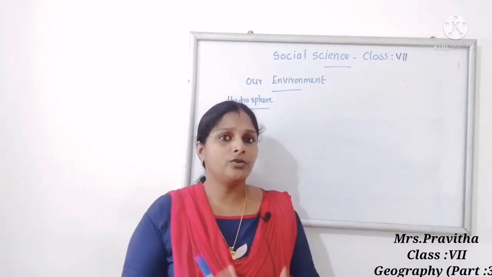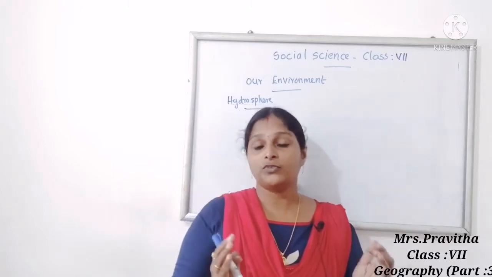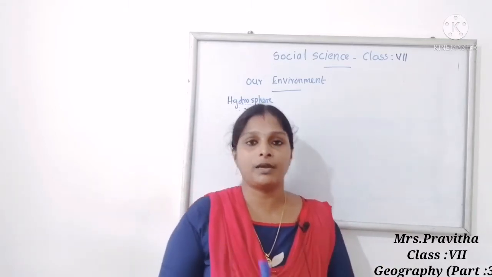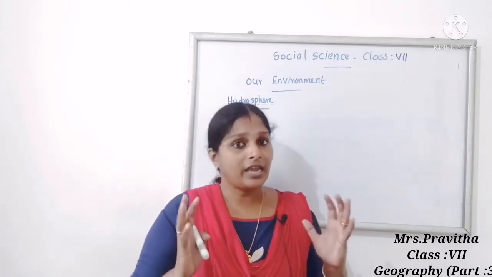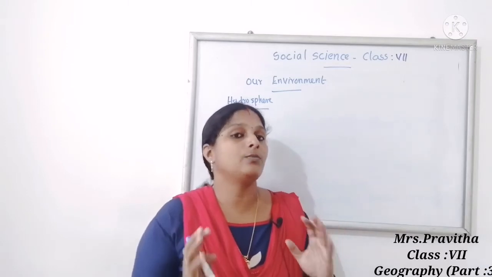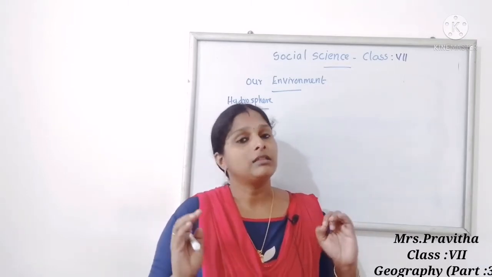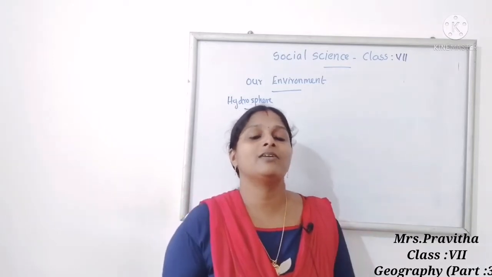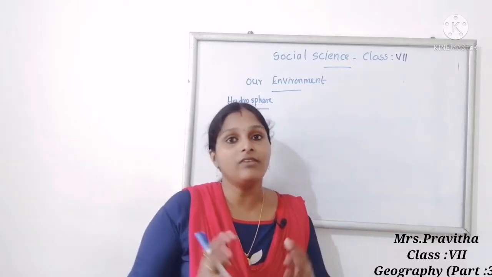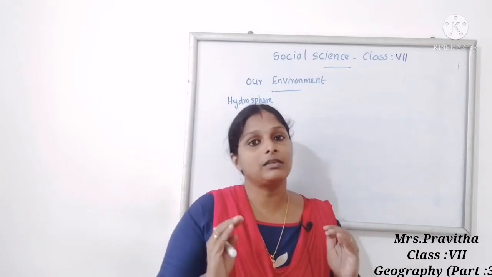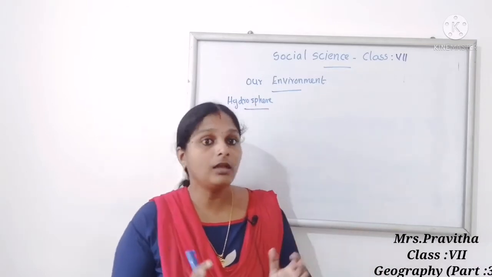And you already know that 71% of the earth is covered with water. In this, 97.2 or 97.3% of the water is in the ocean. Only a small amount, 2.7%, is fresh water available for us. And out of this, 97.3% of water is in the ocean.